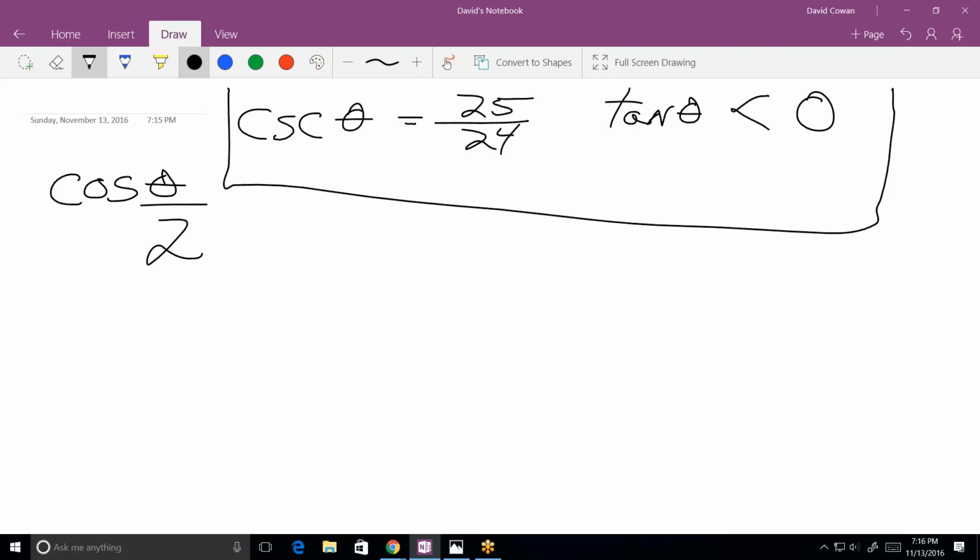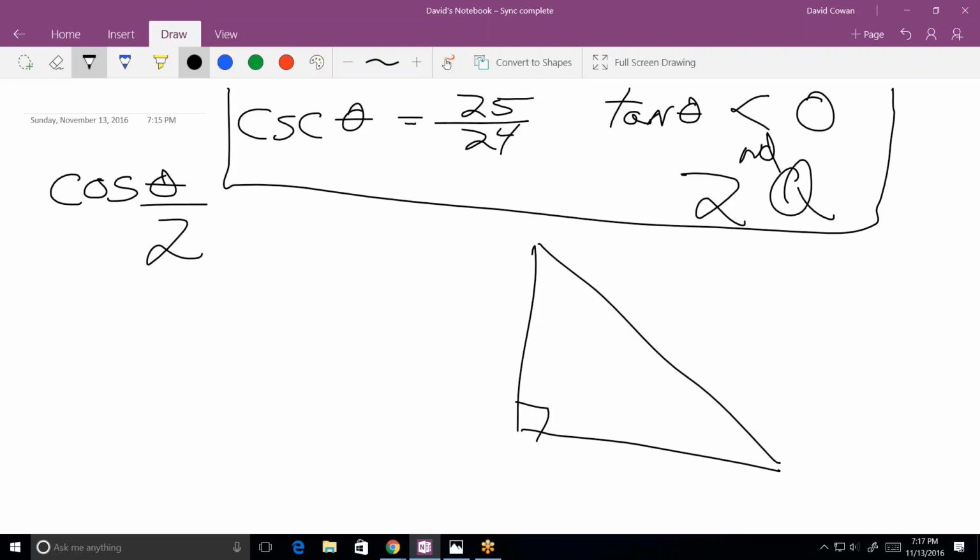So is it the second? Yeah, because in the second, the reciprocal of cosecant is sine. Sine is positive in the second. Tangent's negative. So this tells us that it's second quadrant. Okay? And furthermore, we can draw a triangle.